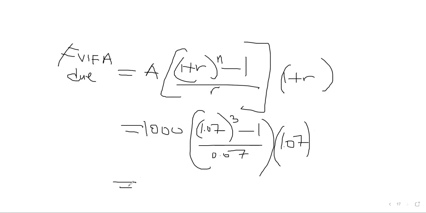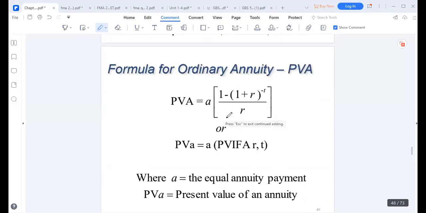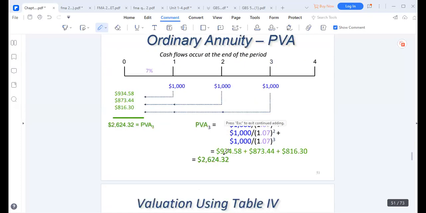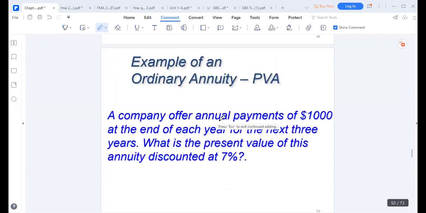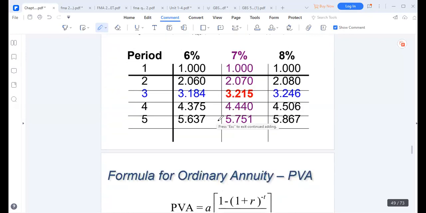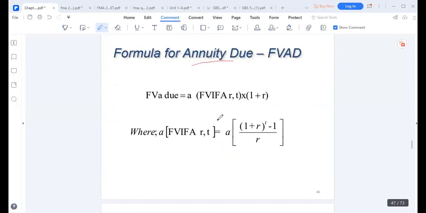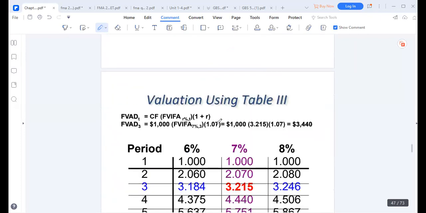1.07 to the power 3 minus 1 divided by 0.07 times 1.07, then times 1,000. So it's 3,439.943. This is the future value interest factor annuity due. Please, you have to take note of what is going on here. The future value interest factor annuity due is giving us that amount for that given problem.